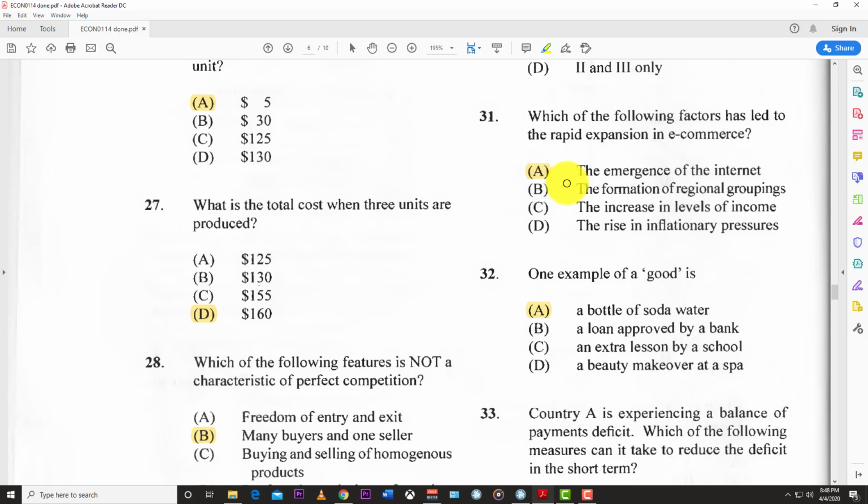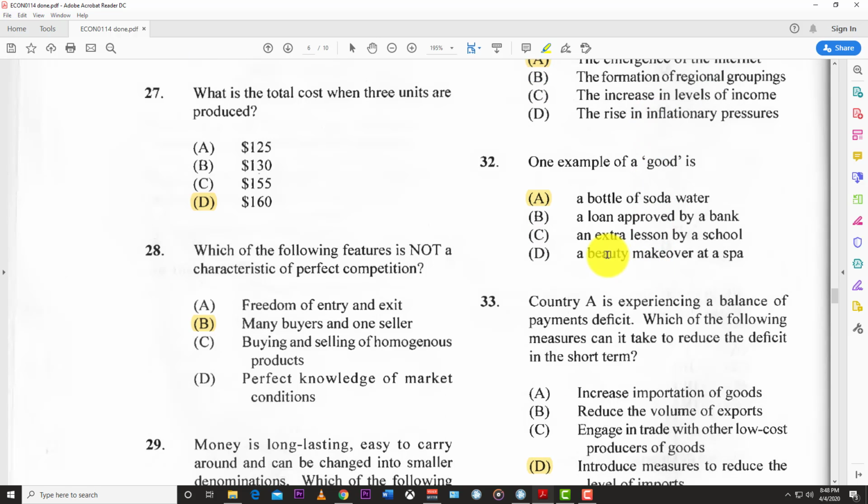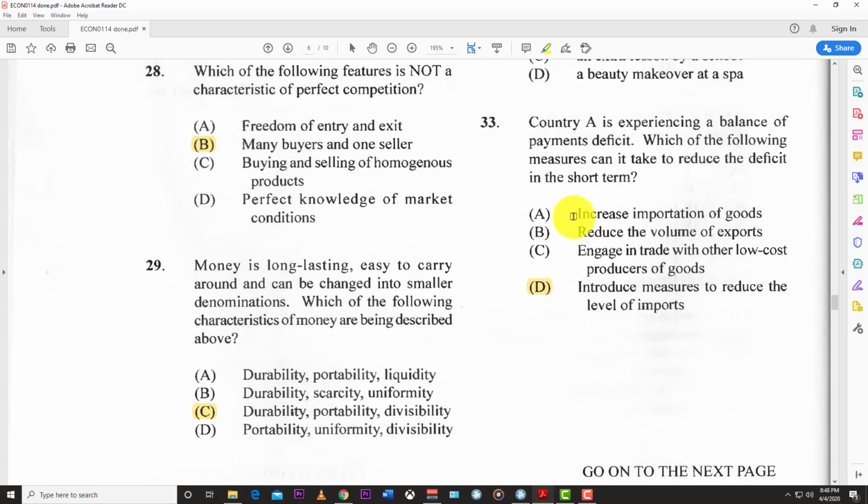Number 31. Which of the following factors has led to the rapid expansion in e-commerce? The best answer here is the emergence of the internet, because you cannot have e-commerce without the internet. They go hand in hand together. Number 32, one example of a good. Goods are tangible things you can touch. So the answer is A, a bottle of soda water. All the rest here are services; you cannot touch them.